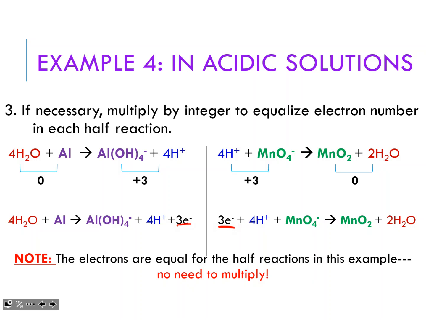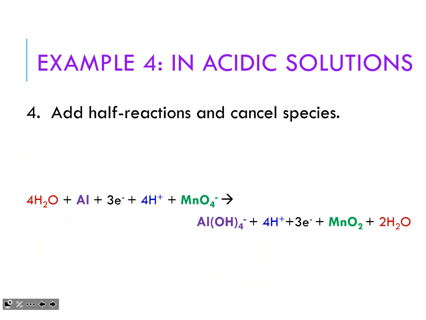Now once we've done this, we get to the canceling and merging. You can do this one of 2 ways. You can merge first and then cancel, or you can cancel and then merge. Doesn't matter to me. So here, I merged them together first. I took everything that was on the reactant side of both half reactions and put them together. I took everything that was on the product side of both half reactions and put them together. So that's what you would do here to merge them.